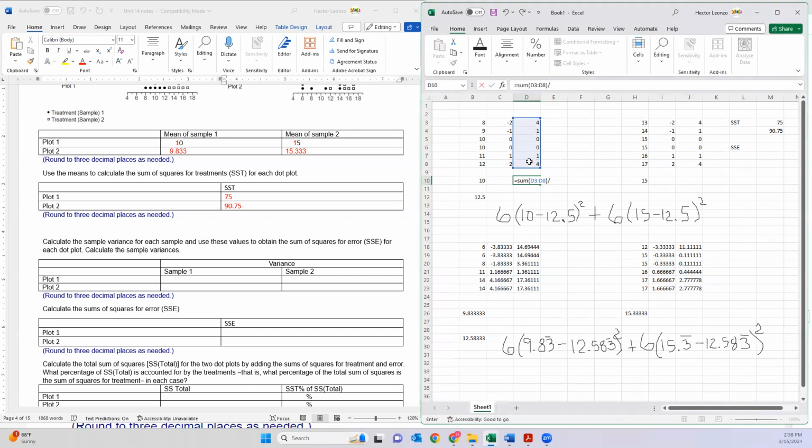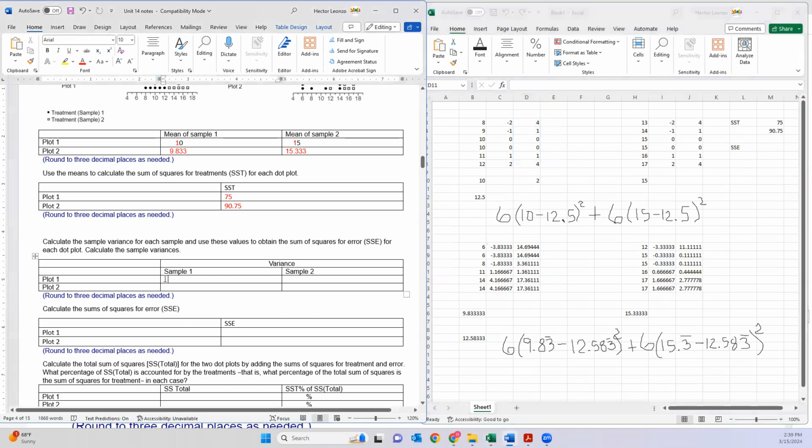Now, interesting here though, because it is the sample variance, I see how many numbers I have and I'm going to divide it by one less number. So there were 6 numbers that I added. So I'm going to divide this by 5. Again, because it's a sample variance, I divided by one less. Okay, so I press enter, and my sample variance of sample 1 is 2. Okay.